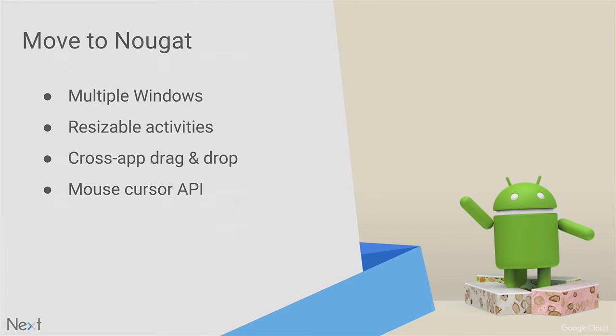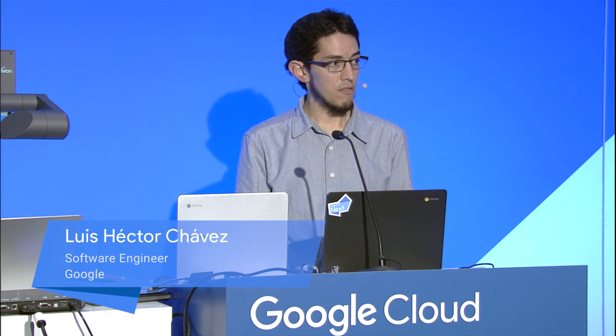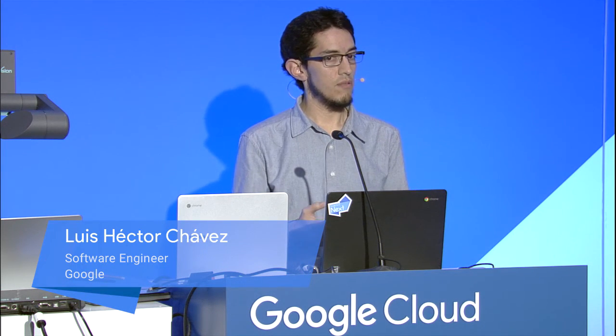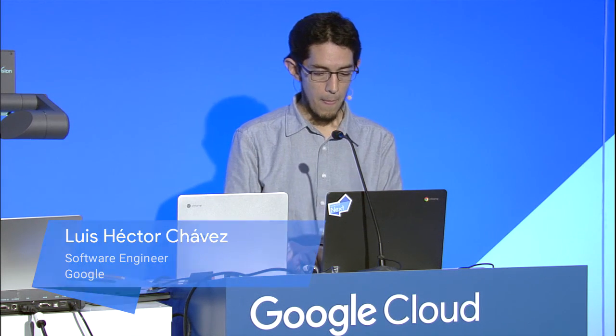Other APIs you'll be able to leverage by switching to Nougat are drag and drop across applications and mouse cursor APIs. This will improve the desktop experience significantly. So by being ready for Nougat, you make sure that your application will leverage these APIs as soon as we convert the Chromebooks. And with that, back to Smita.